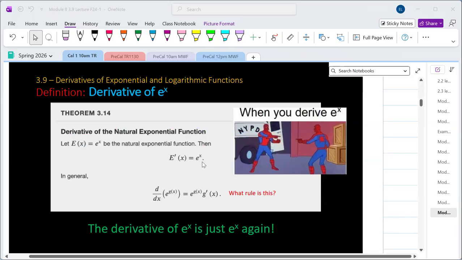So e to the x is the laziest derivative because when you take the derivative, it's e to the x. So if it's a chain rule setup, e to some ugly function, we'll get the same e to that ugly function times the derivative of the ugly function. So this is just our chain rule showing up. We do the derivative of the outside times the derivative of the inside.